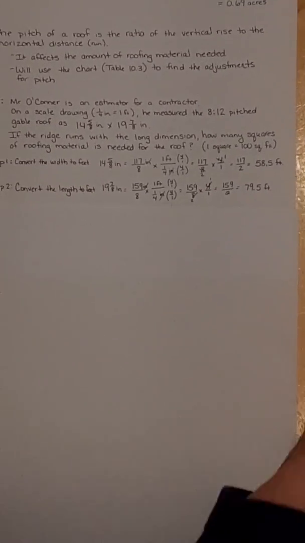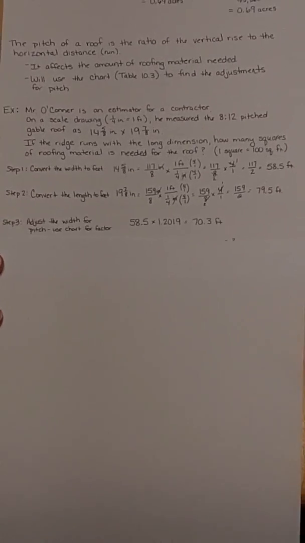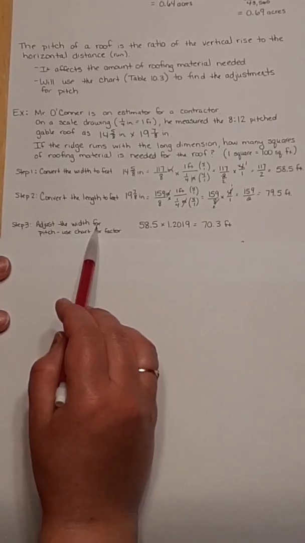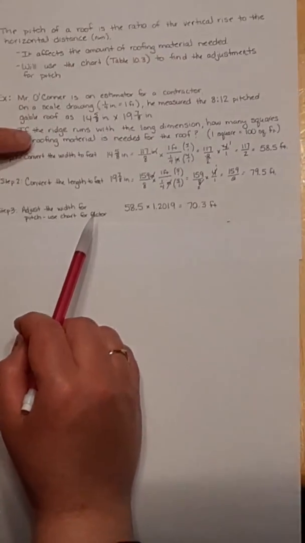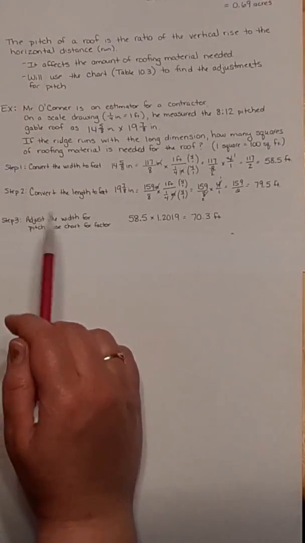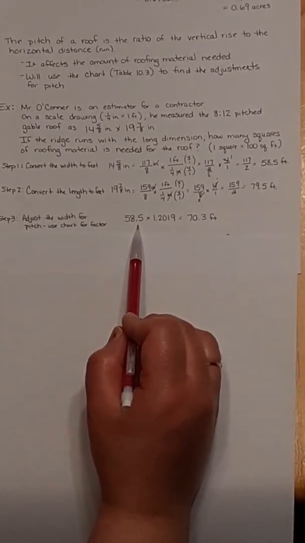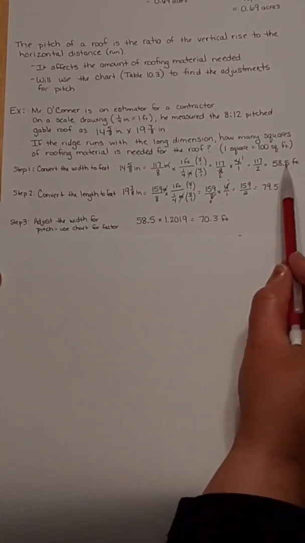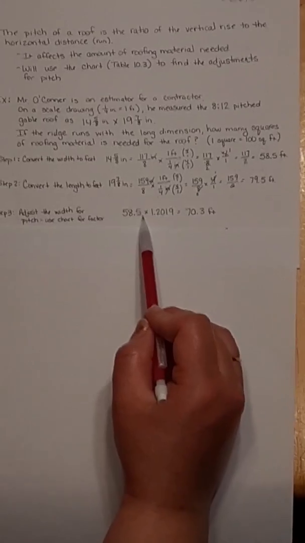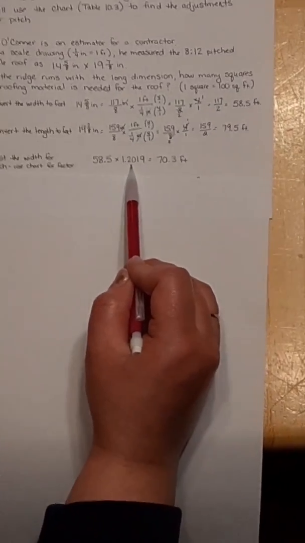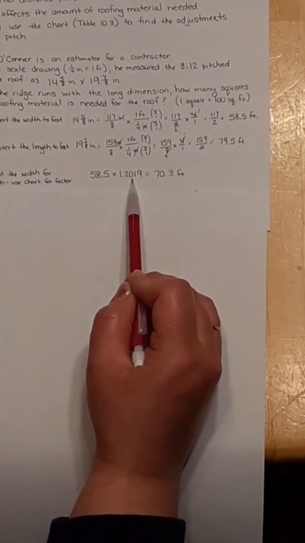Now that I have that, the next step is we need to adjust the width. This is because, remember, we have the pitch here, and it tells me the ridge runs along the long dimension. So that means the pitch is going to affect my width. And so I'm going to take my measurement that I got for the width here, 58.5, and multiply it by the factor that I find in the chart. And the chart again is on page 392 of your book.